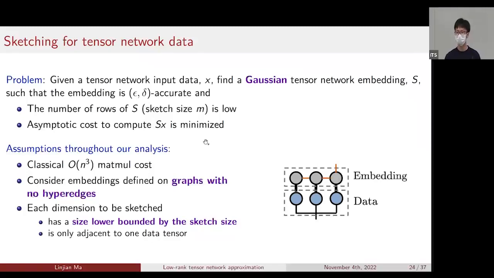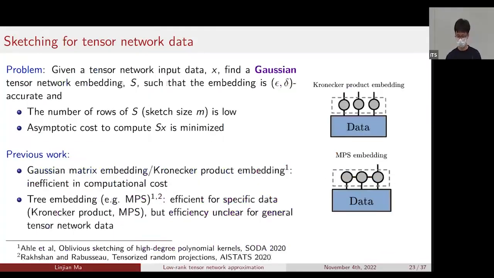Are you thinking here of the data already having a certain kind of low rank structure for these ideas to be usable? We don't assume it's low rank, but we assume that we know that it has a low tensor network structure defined on some graph.